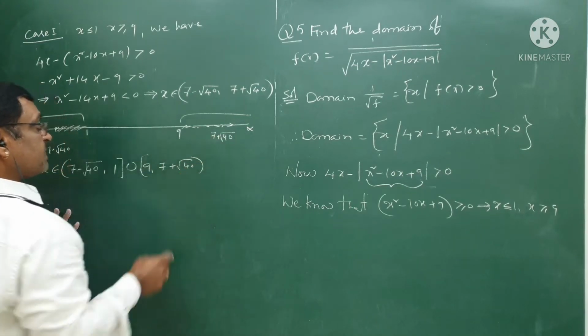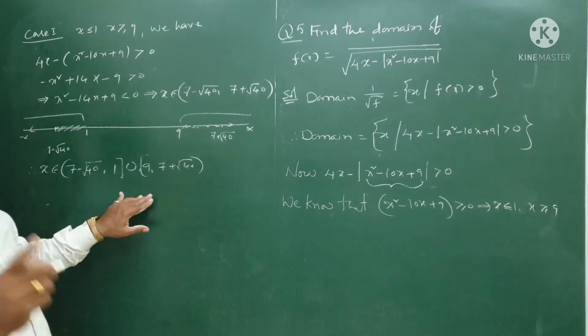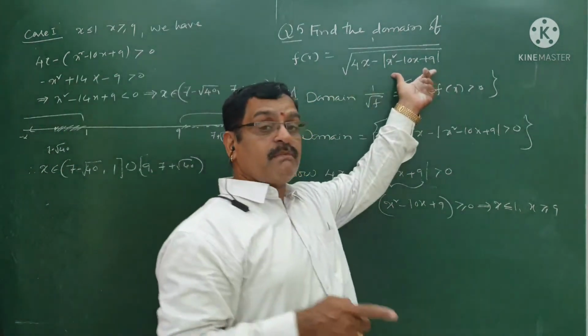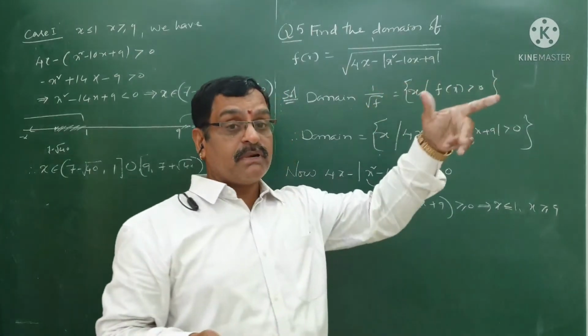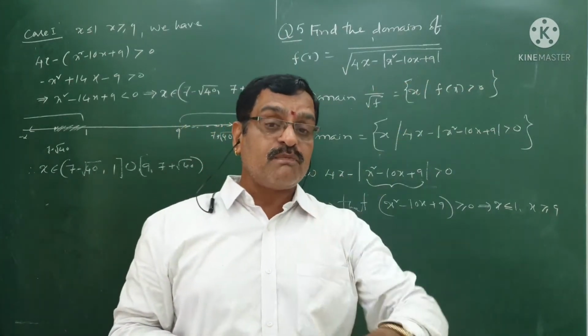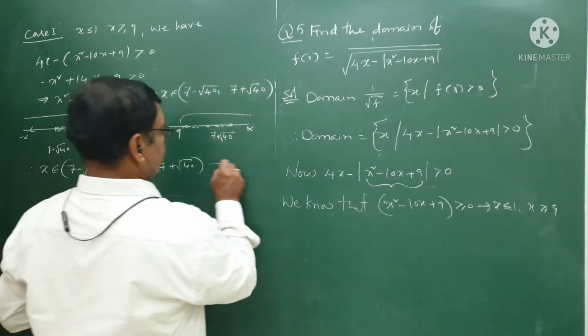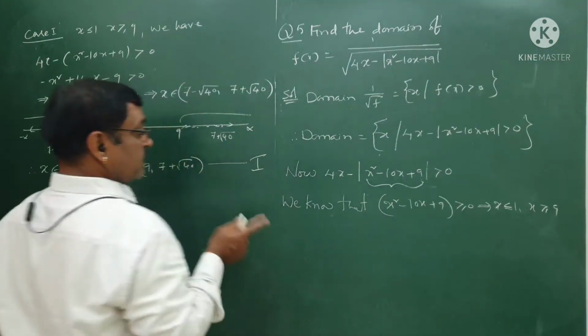Now, my question is, can I include 1 and 9? Yes, I can include. Why? Because if I put 1 or 9, this part will become 0, 4 times a positive number, and root of a positive number is positive. So, I can take 1 and 9. Okay, next one.